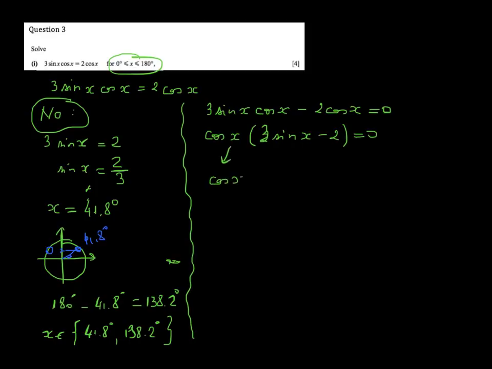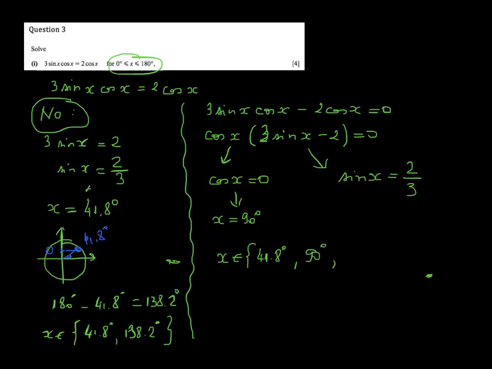And see how I have now two solutions. Either cos x equals 0 or sin x is 2 over 3. Of course, from the last equation I get the same solutions as in the first wrong method, but I have new solutions. Cos x equals 0 between 0 and 180 degrees is x equals 90 degrees. So my full set of solutions is 41.8 degrees, 90 degrees, 138.2 degrees. And these are all solutions.